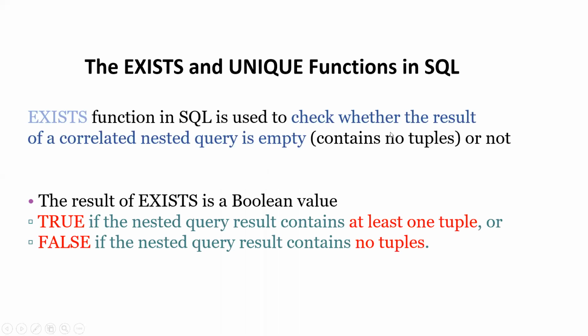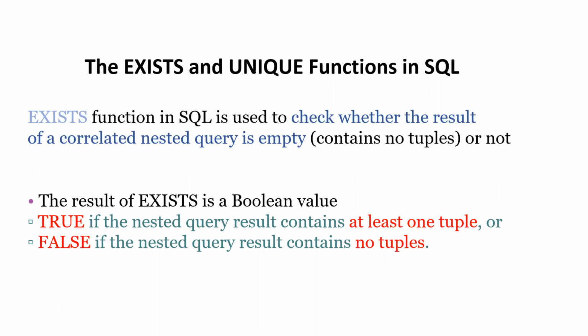EXISTS clause in SQL. The EXISTS function in SQL is used to check whether the result of a correlated nested query is empty, that means it contains no tuples or not.